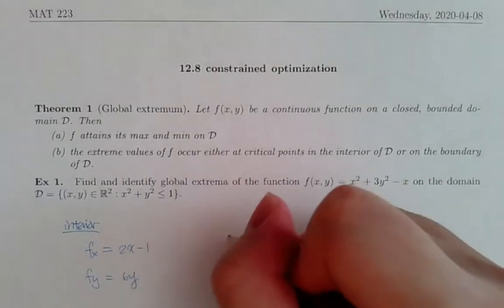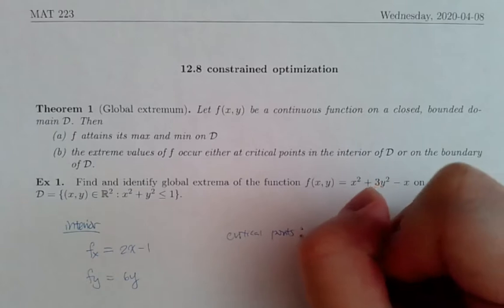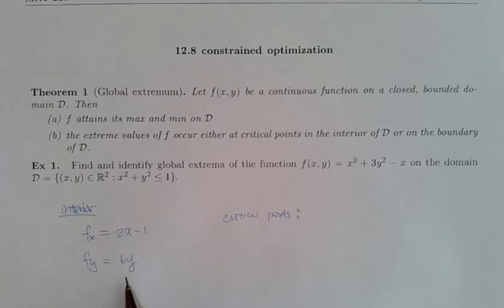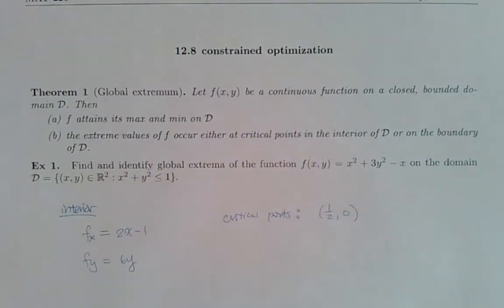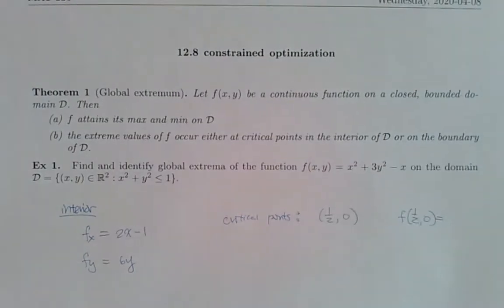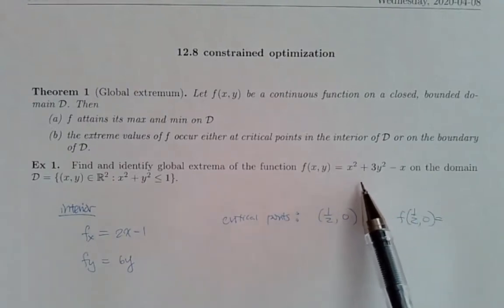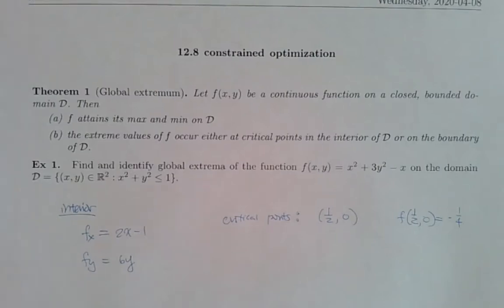So that means for critical points, we set those to 0. Then we know y is 0 and x is 1/2. So we have the point (1/2, 0). And since we need it later, we might as well calculate that now. F of (1/2, 0) is equal to 1/4 minus 1/2, which is negative 1/4. That's our value.